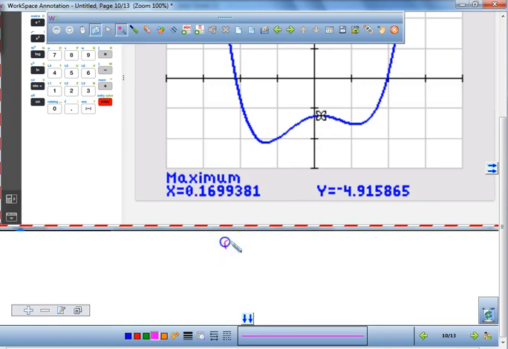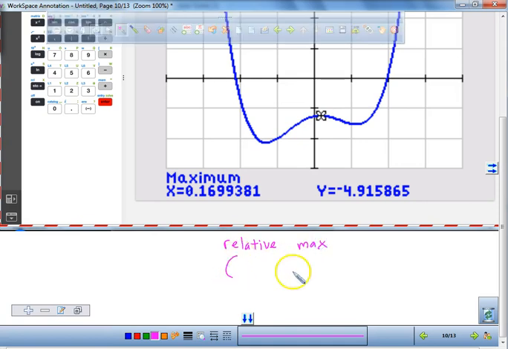Relative maximum. We're just going to put an ordered pair. What's this x value closest to? 0.5 or 0? 0. We're going to put 0. So that's closest to 0. We're going to round it to the nearest half of a unit. And what's negative 4.9 closest to? Negative 5. So there you go.